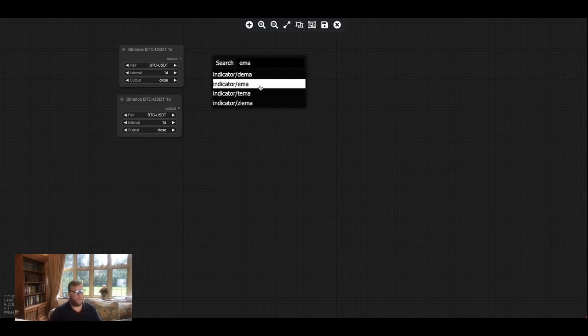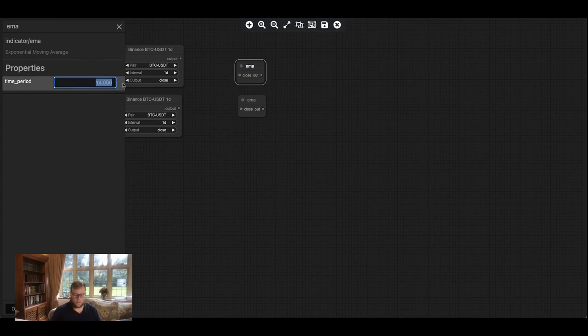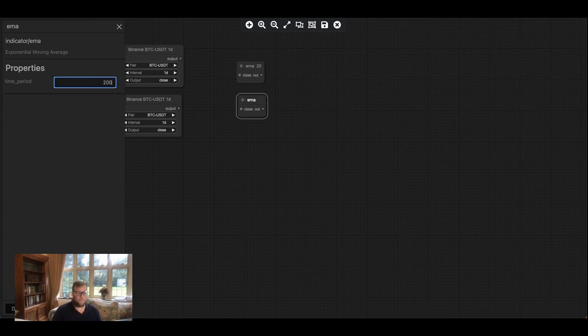So if I look at our daily chart, we're then going to pick our moving average. We're going to go for EMA, exponential moving average. And if I double click on the block, I can see the other parameters within the block. So we're going to pick 20 days and 200 days. And it's as simple as dragging the output from one into the other.